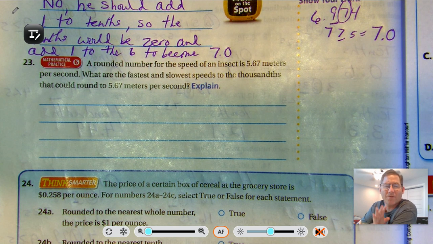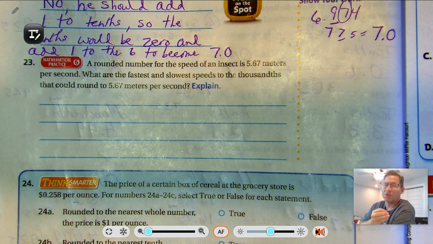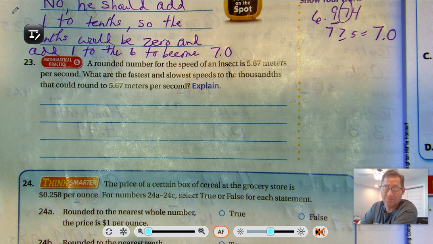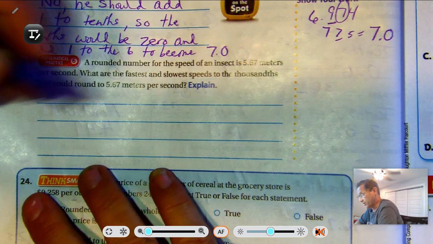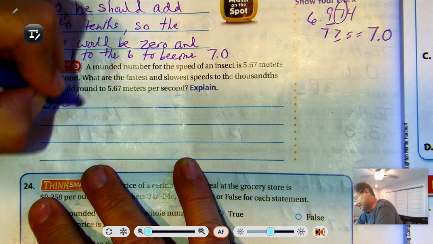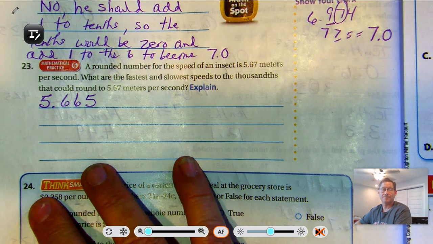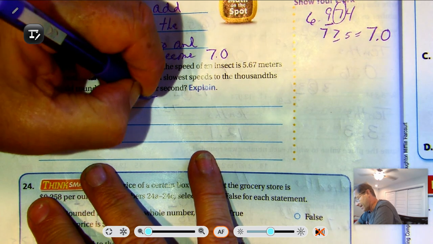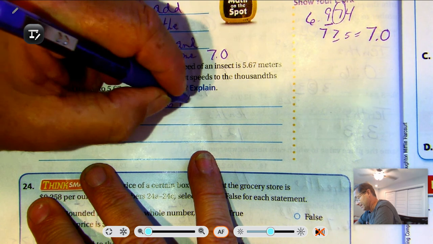All right, 23. A rounded number for the speed of an insect is 5.67 meters per second. What are the fastest and slowest speeds to the thousandths that could be rounded to 5.67 meters per second? And explain. Well, we could have 5.665, and we could also have 5.674.